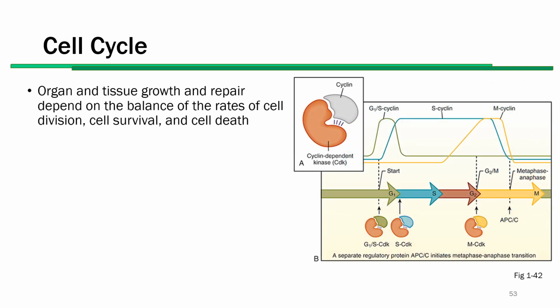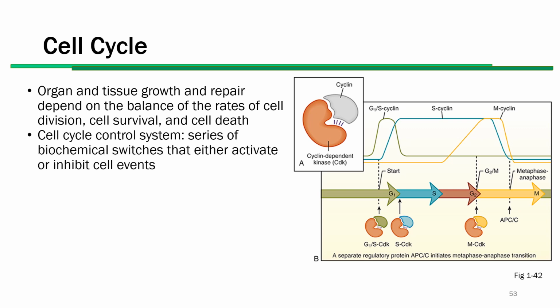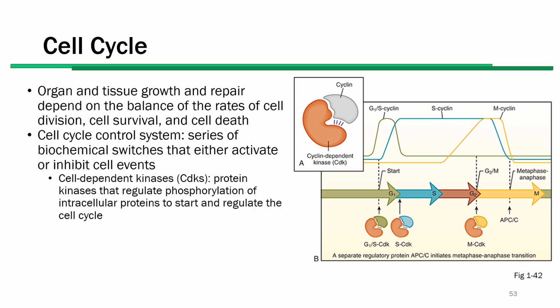Organ and tissue growth and repair depend on the balance of the rates of cell division, cell survival, and cell death. The cell cycle control systems involve a series of biochemical switches that either activate or inhibit cell events. These switches are cyclin-dependent kinases. They're protein kinases that regulate phosphorylation of intracellular proteins to start and regulate the cell cycle. They must join with cyclins to form a cyclin-CDK complex for activity.